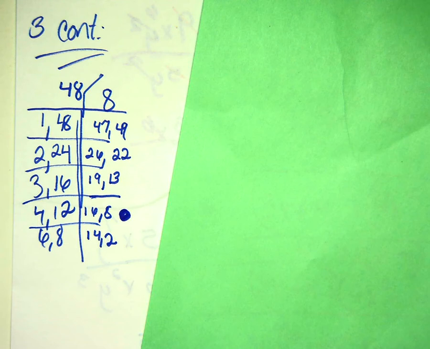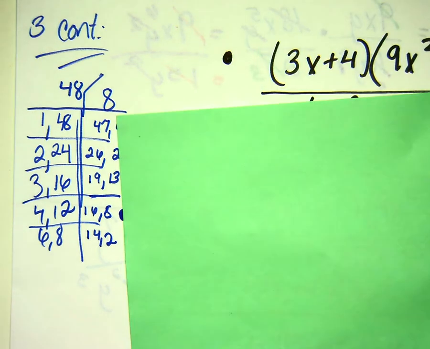So notice how when I wrote them all down, when you add and subtract, they have to give you the 8 for your middle term. So I stopped right here because 4 plus 12 gives you 16, but 12 minus 4 gives you 8. And if you multiply the two, that gives you the 48. So now let's see what we did for that part.